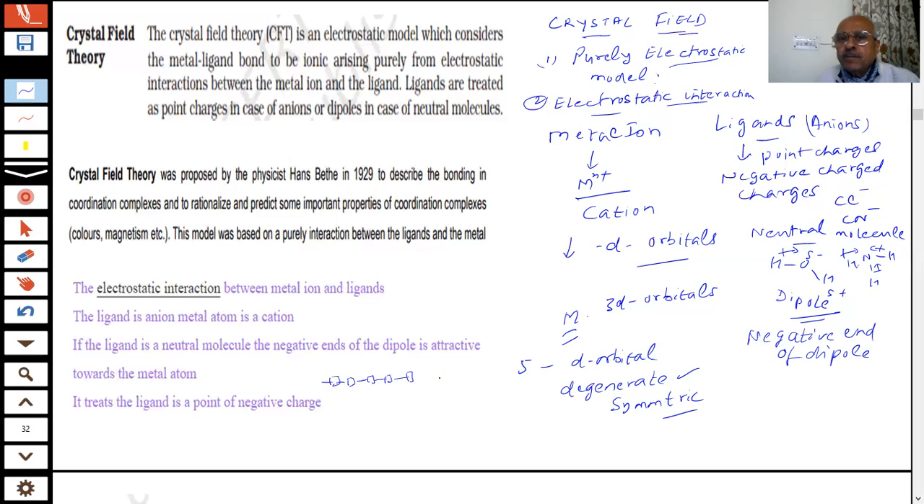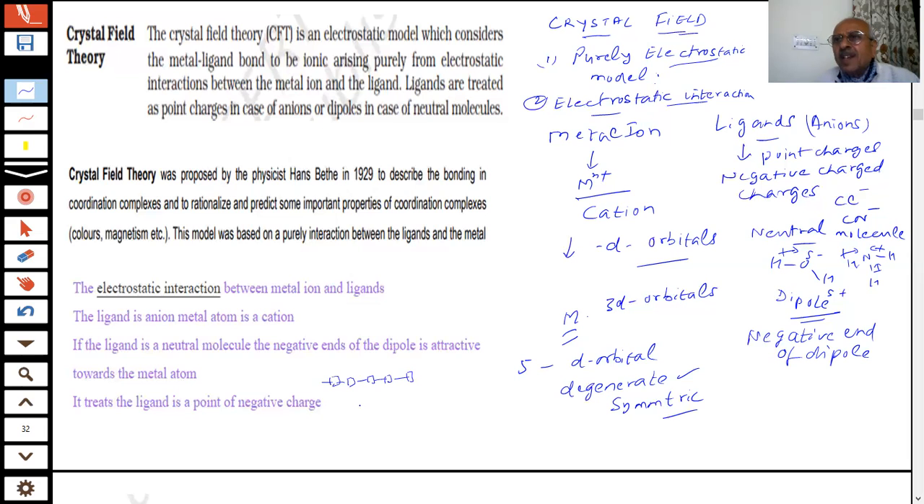Okay? They are degenerate, so I have shown them on the same line, same energy. They are the same energy. What will happen? What d orbitals are you aware of? Can you tell me how many d orbitals? How do you define d orbitals? What are those 5 d orbitals? Can you tell me what they are?